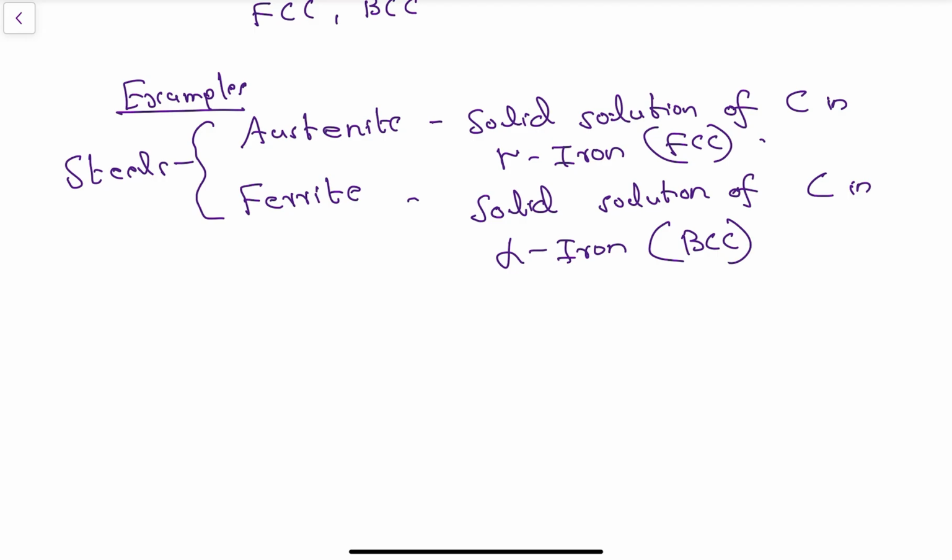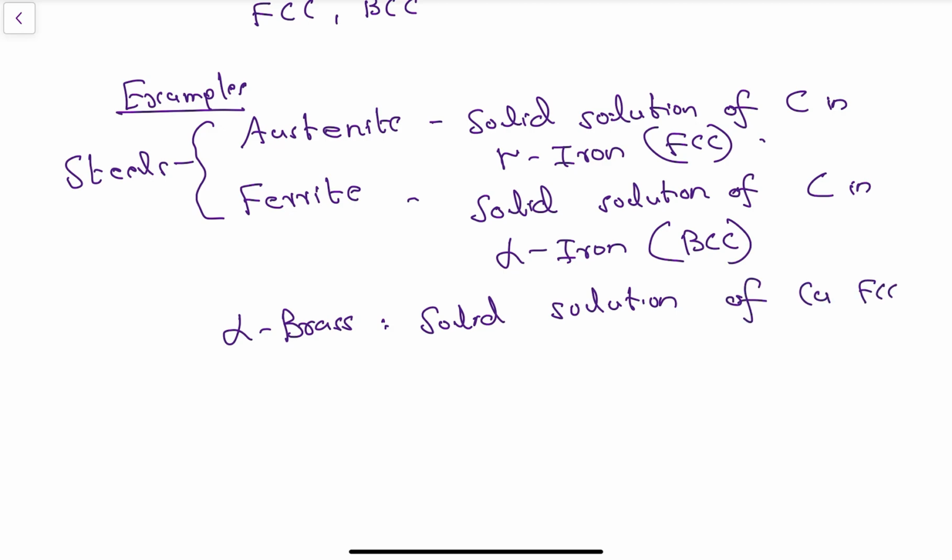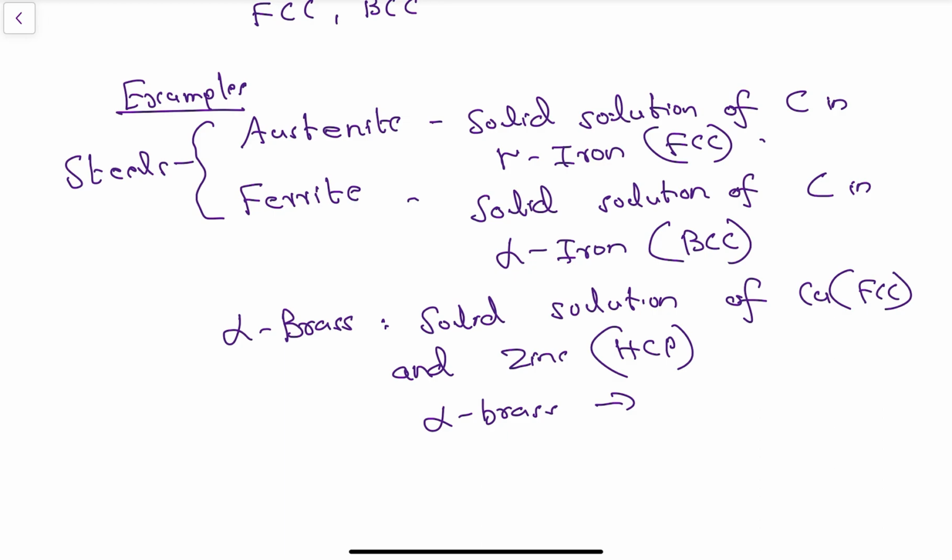Then you have another example here, alpha brass. That is a solid solution of copper, that is FCC, and zinc, that is HCP. The resulting alpha brass has got an FCC structure. It has got the structure of copper here.